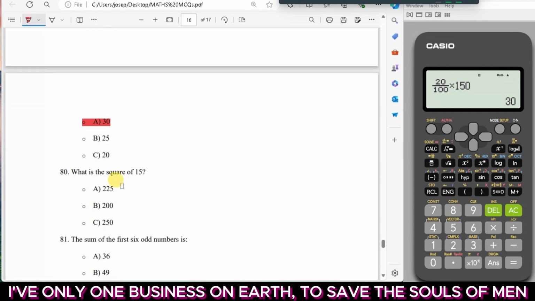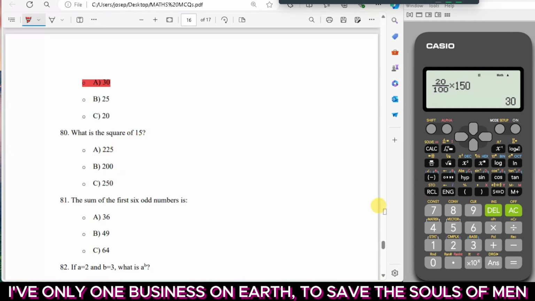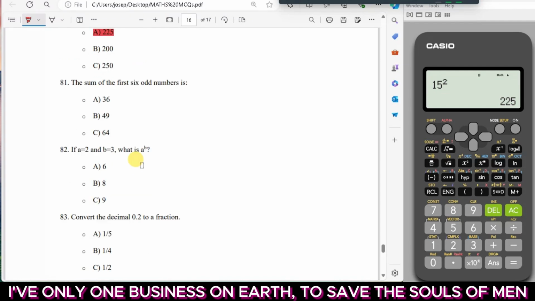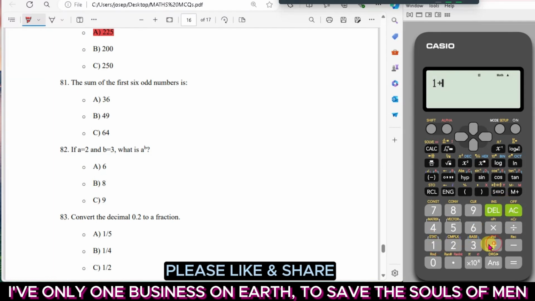What is the square of 15? We pick 15 squared. Press the equal sign, that's 225. The correct answer here is A. The sum of the first 6 odd numbers is, so the first 6 odd numbers, we have 1 plus 3 plus 5 plus 7 plus 9 plus 11, and that is 36. A.